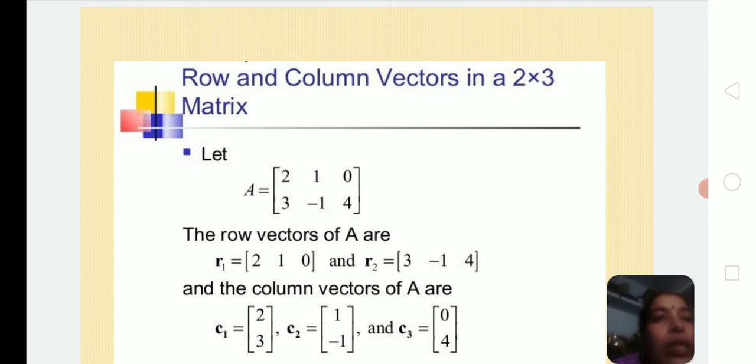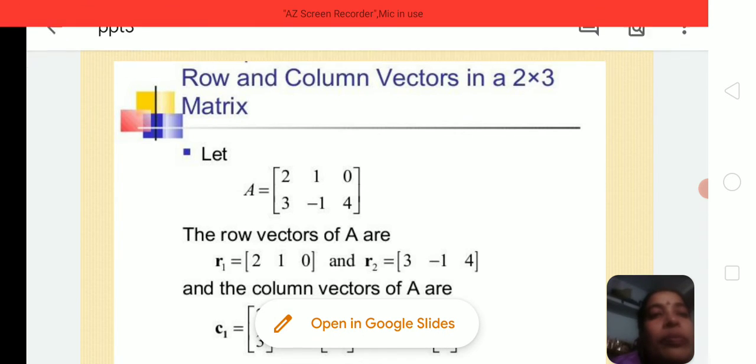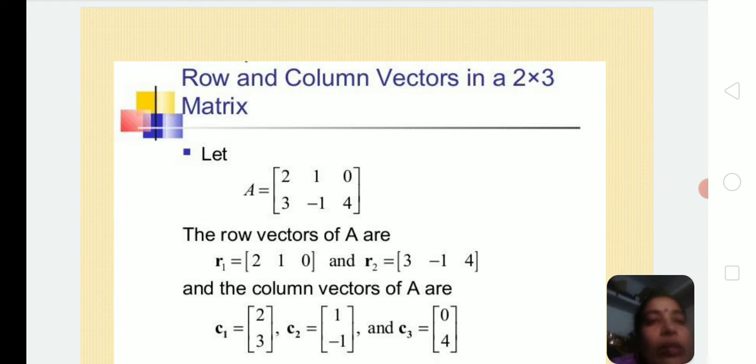Row and column vectors in a 2 by 3 matrix. A is equal to the first row 2, 1, 0, and the second row is 3, -1, 4. The row vectors of A are R1 = (2, 1, 0) and R2 = (3, -1, 4). And the column vectors of A are C1 = (2, 3), the second column C2 = (1, -1), and the third column C3 = (0, 4).